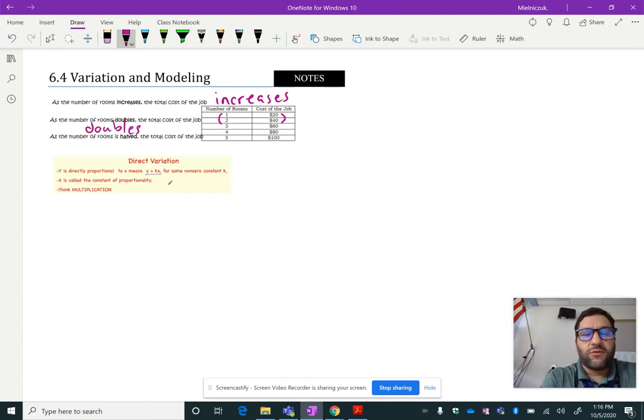And last, as the number of rooms is halved, what happens to the total cost? So if I were to go from 4 rooms at $80 to 2 rooms at $40, the total cost of the job is halved. These are examples of direct variation.